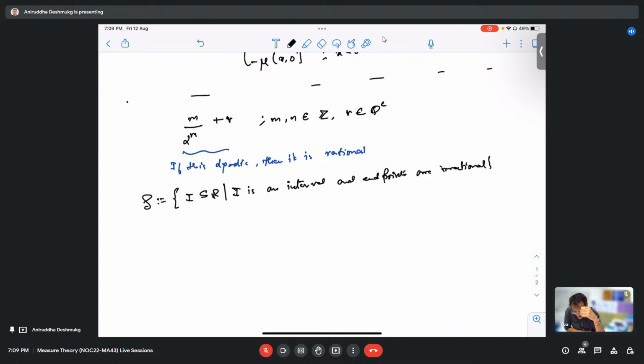For this to be a sigma algebra, what all things do you need to check? The empty set and the whole set belong to the collection. Right. So is the whole set inside this?